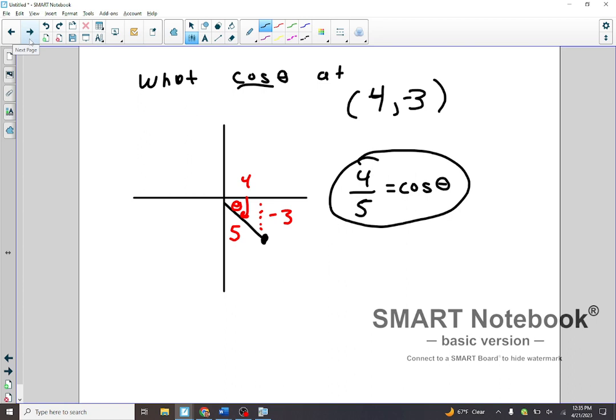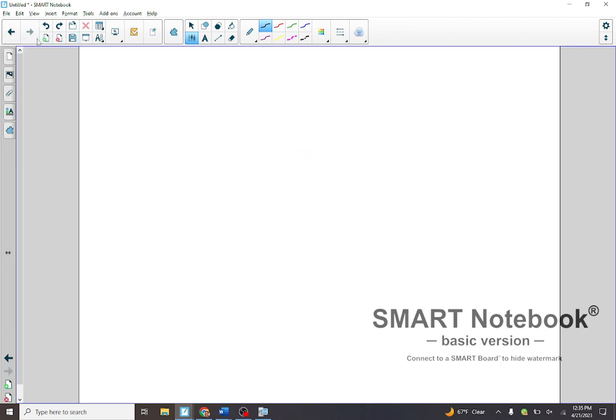Wait, you don't want the actual degree? No, I just want cosine of this thing, which is the ratio. If it was the degree, you'd do cosine inverse.